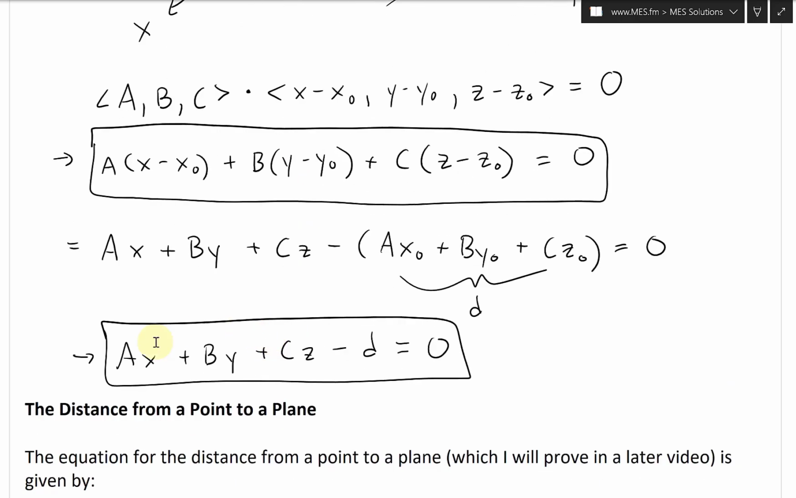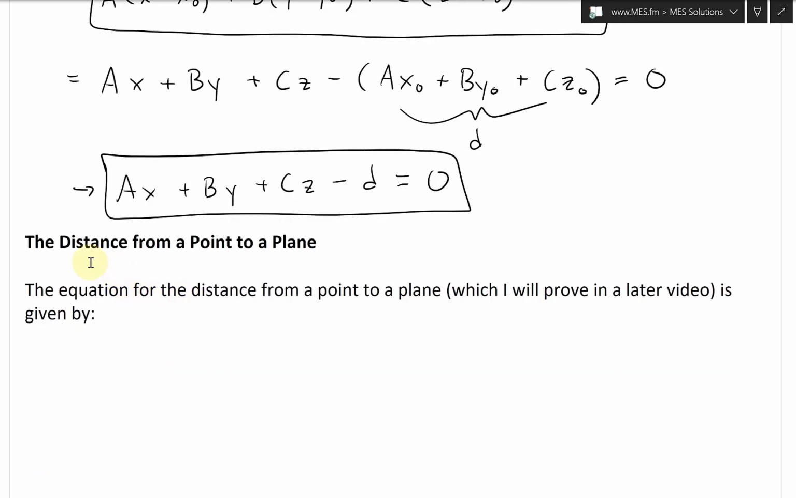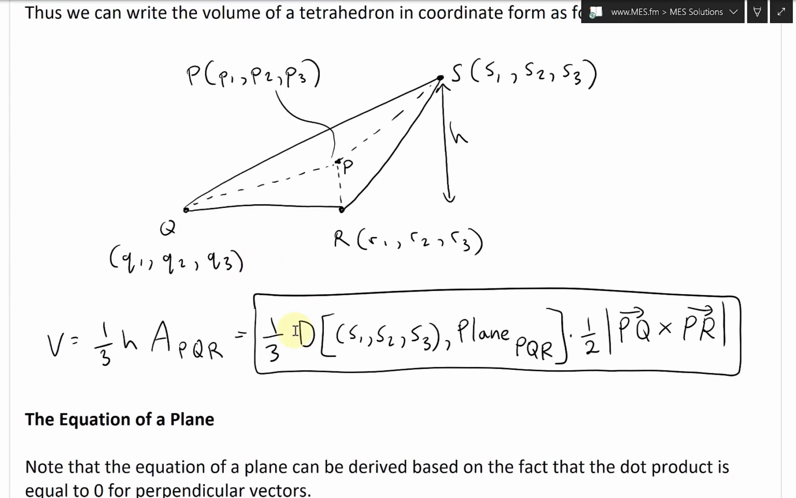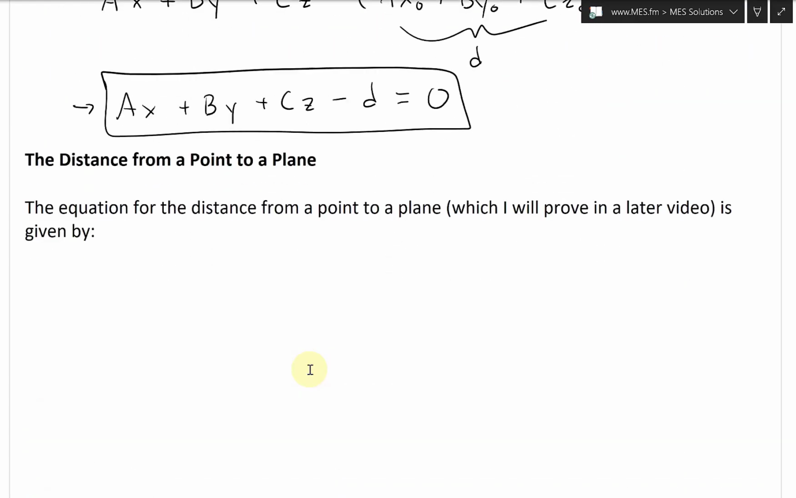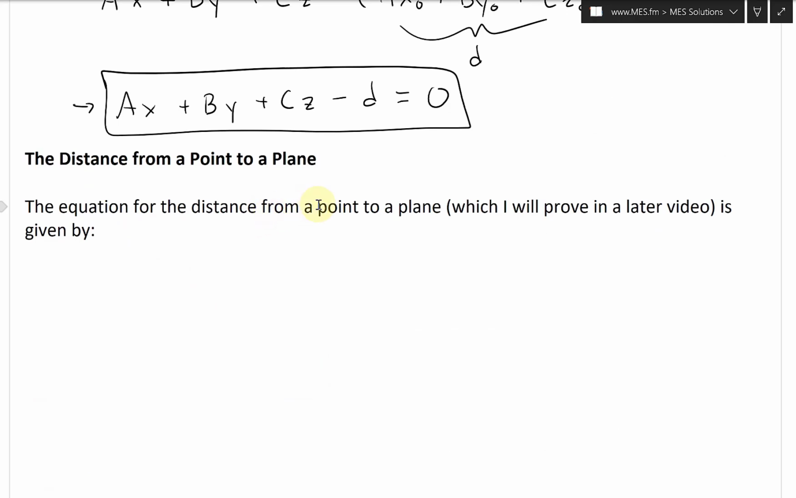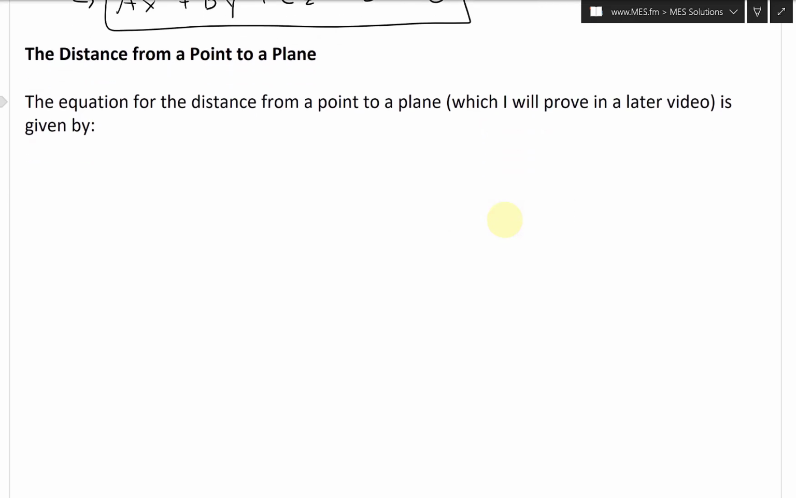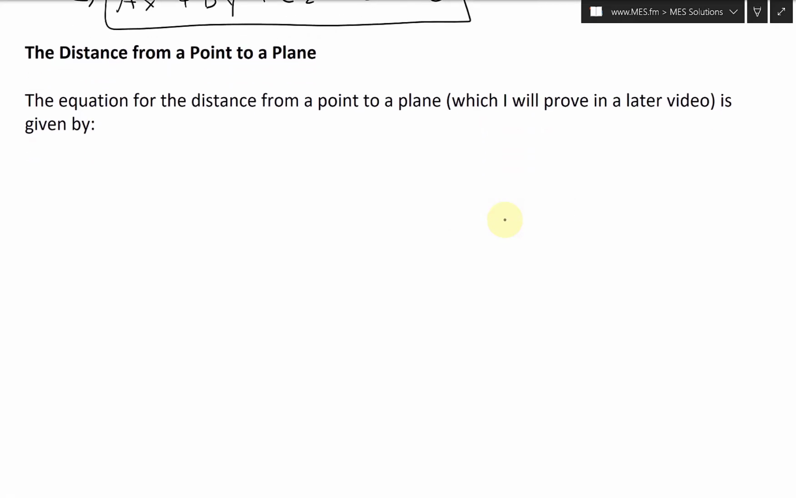Alright, so now that we have the equation of a plane, the next step is we need to find the distance from a point to a plane, because remember this is the distance from the point S to the plane PQR that contains the triangle PQR. The equation for the distance from a point to a plane, which I'll prove in a later video, is a bit out of the scope for this video right now.